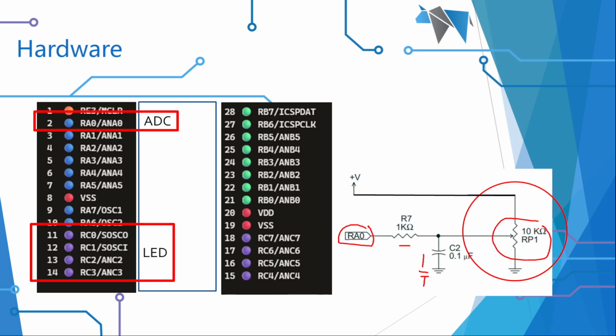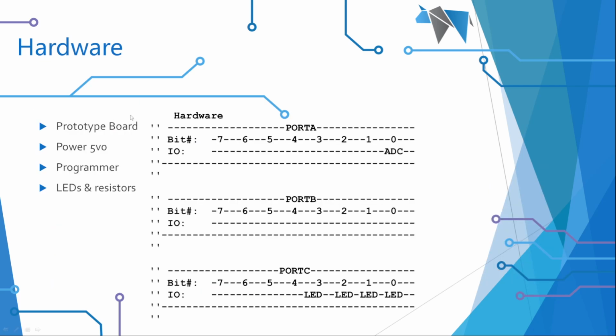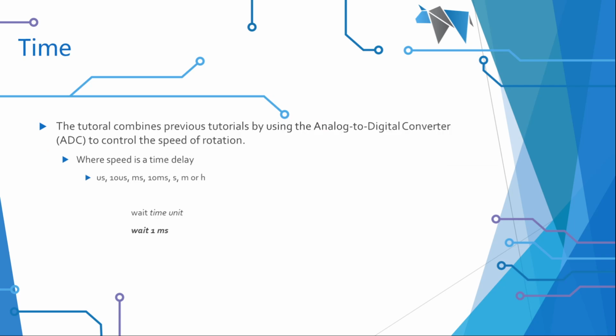Another way of looking at this, and you'll see that in the program itself, is this little diagram. I've got port A here, with the ADC on 0, and on port C I've got the 4 LEDs. This sort of documentation helps you understand what you're trying to do in any programming language. So I've got a prototype board, I power it from 5 volts, I've got my programmer hooked up, and I've got these LEDs and resistors.